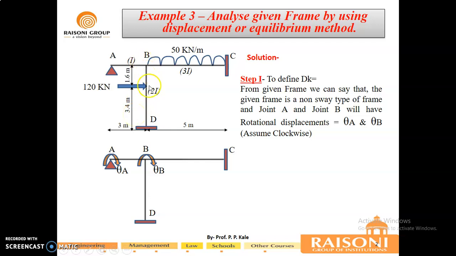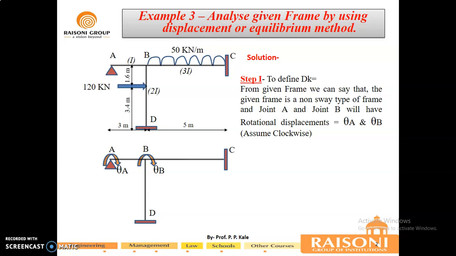Now there is a loading. On BD member, there is a load of 120 kN acting at a distance of 3.4 meter from point D and 1.6 meter from B. Similarly, on portion BC, there is a UDL acting on the entire length of 5 meter with an intensity of 50 kN per meter.